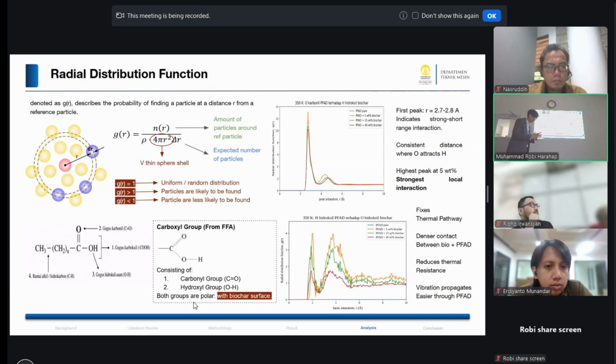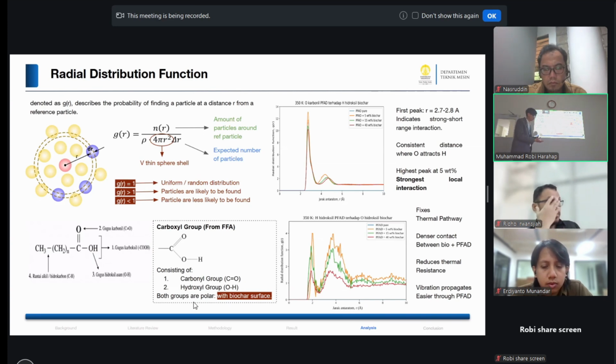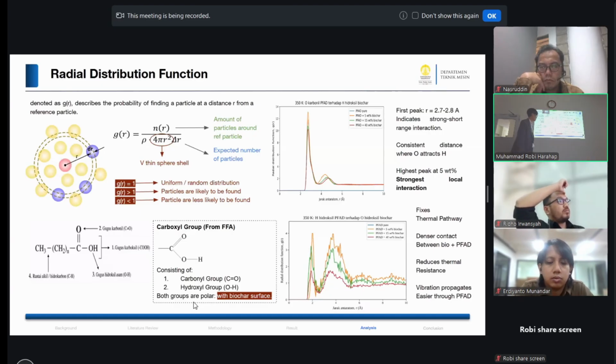Okay, so density isn't always homogeneous. It is different in one place and another. So this tries to find where the most dense and the least dense areas are with respect to distance. Okay, and this is what we're trying to assess. This is from PFAD. This is also a graph of PFAD. First, we're going to analyze PFAD.